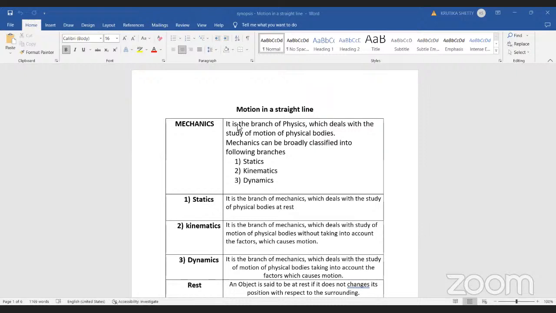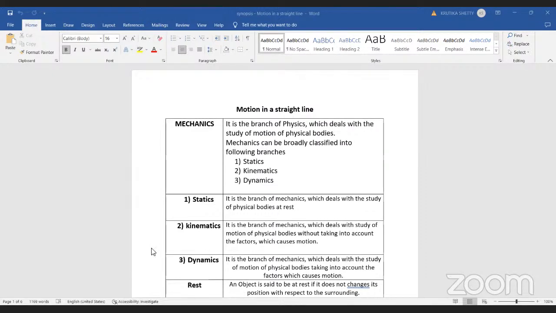Bodies at rest is called statics. Kinematics. So what is kinematics? It is the branch of physics which deals with the study of motion of physical bodies without taking into account the factors which cause the motion. In both kinematics and dynamics, we study the bodies under motion.